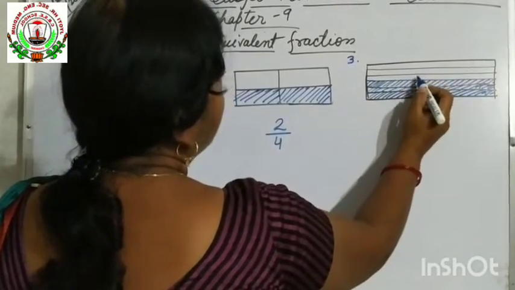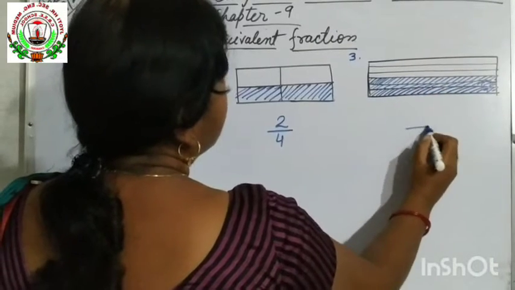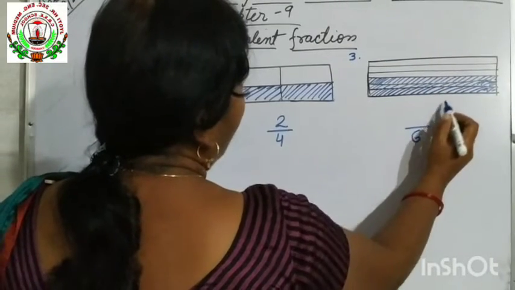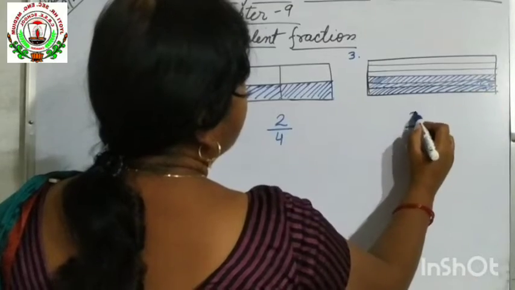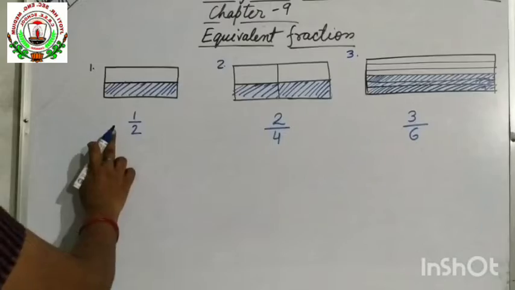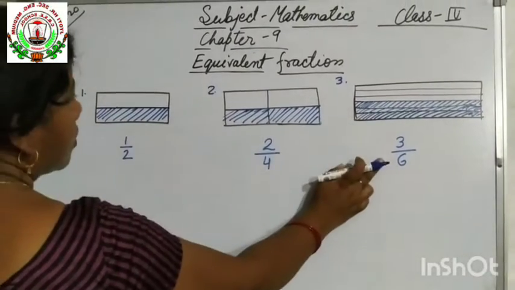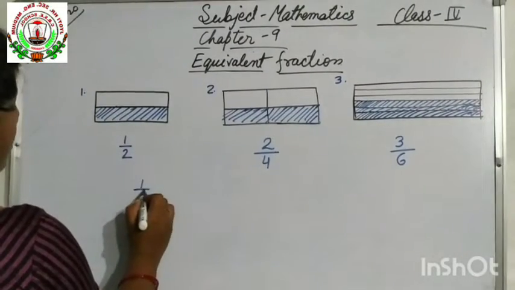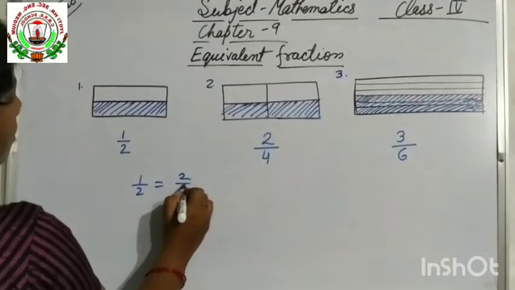Here 1, 2, 3, 4, 5, 6. 6 parts. So out of 6, how many are shaded? 1, 2, 3. So 3 by 6 is the fraction of the third picture. Understood? It is 1 by 2, then 2 by 4, then 3 by 6. Now these numbers are equivalent fractions.